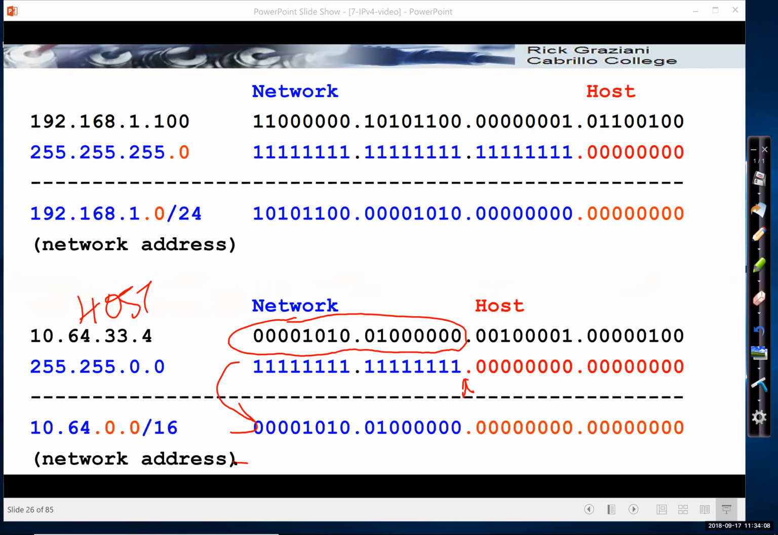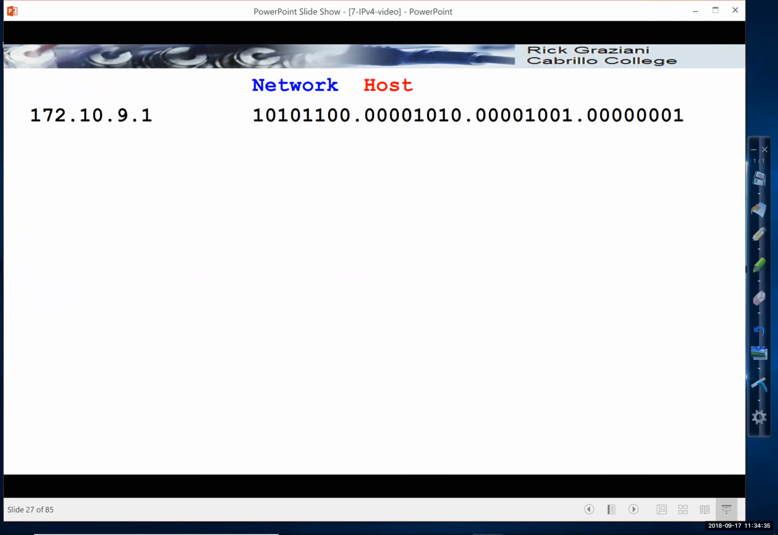Then all we did was put all zeros here. We convert all of this from binary to decimal, and we get 10.64.0.0. And this is the subnet mask, the same subnet mask only in slash notation, as our host. All right, let's take a look at a couple more, just to get the hang of this.